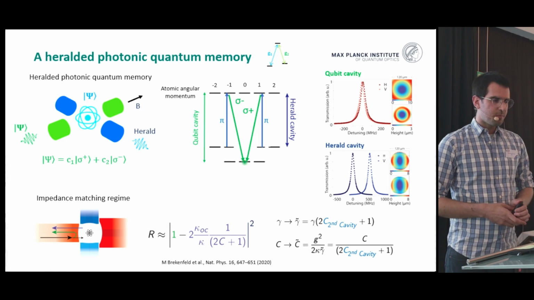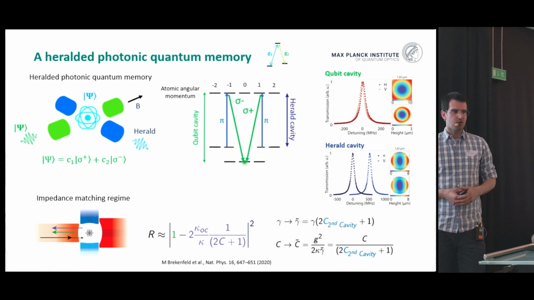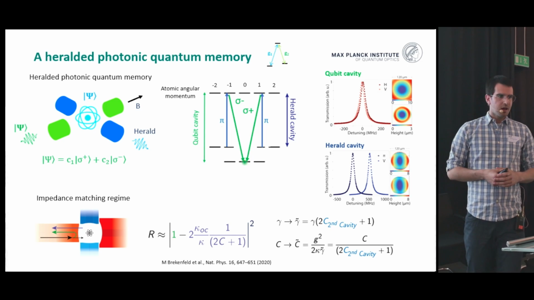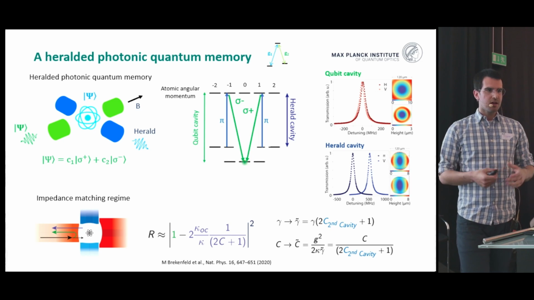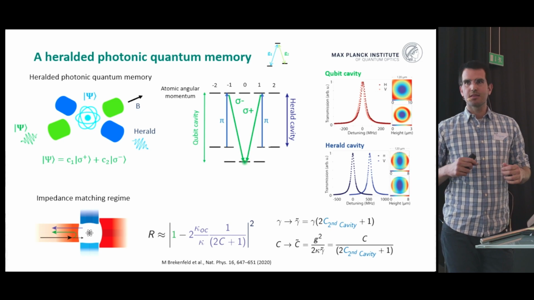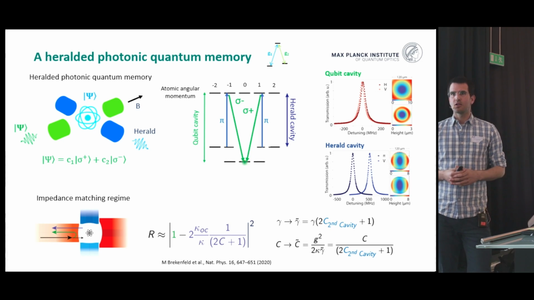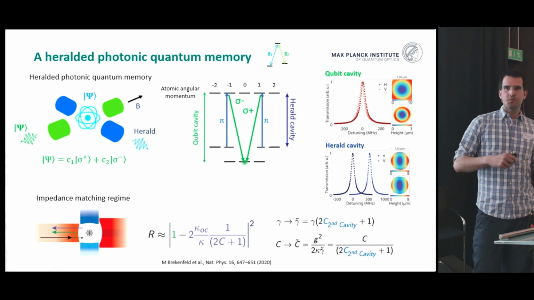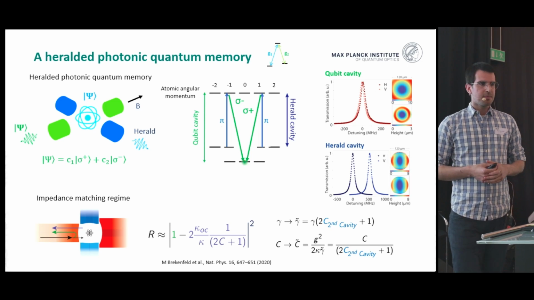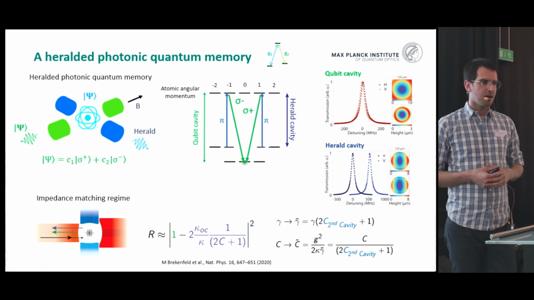In order to be highly efficient for this quantum memory process, we need to operate in the impedance-matched regime. This means that the light reflected at the first mirror of the qubit cavity interferes destructively with the light which enters the cavity and then is transmitted via the same mirror.